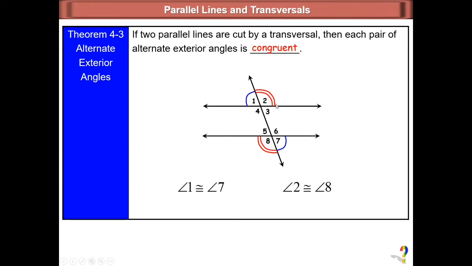Angle 1 plus angle 2 will equal 180 degrees because they form a linear pair. Also note that angle 2 is congruent to angle 8. Since they have the same number of arcs, that means that they're congruent. If we use our substitution property, we know that angle 2 and angle 8 will be congruent to each other. So if I know that angle 1 plus angle 2 is 180 degrees, I know that angle 1 plus angle 8 is 180 degrees. So if I look at these, while we will not call them consecutive exterior angles, angle 1 and angle 8, and angle 2 and angle 7 will add up to 180 degrees.